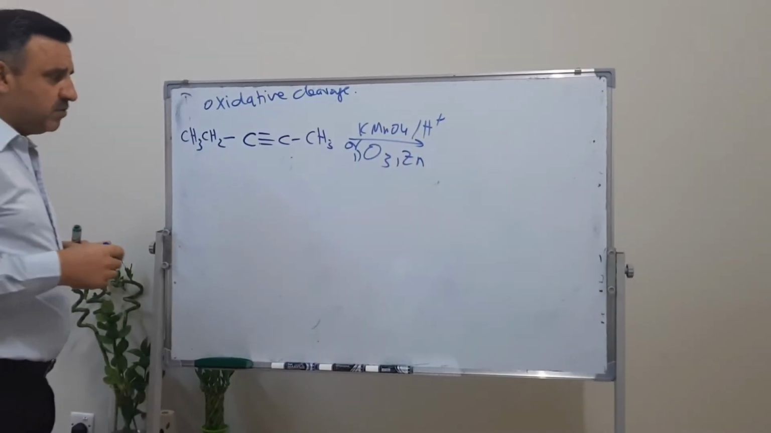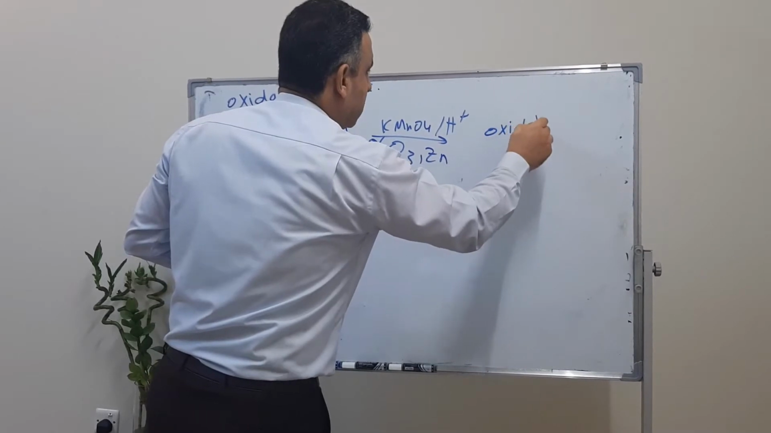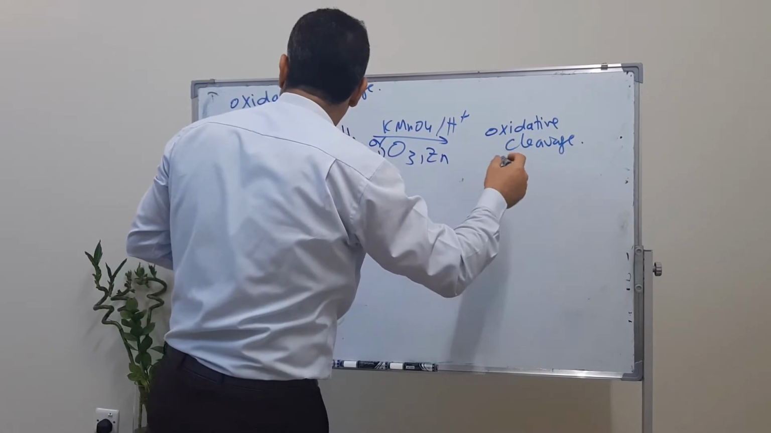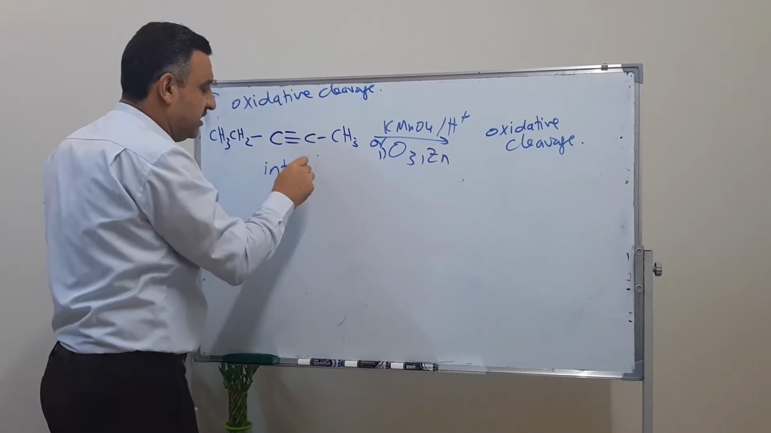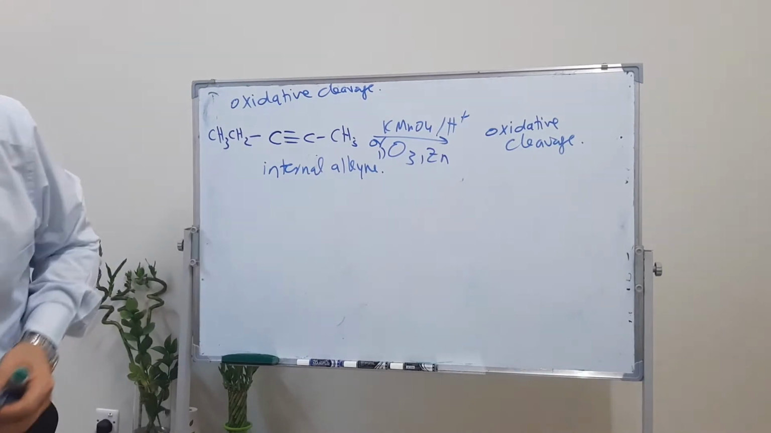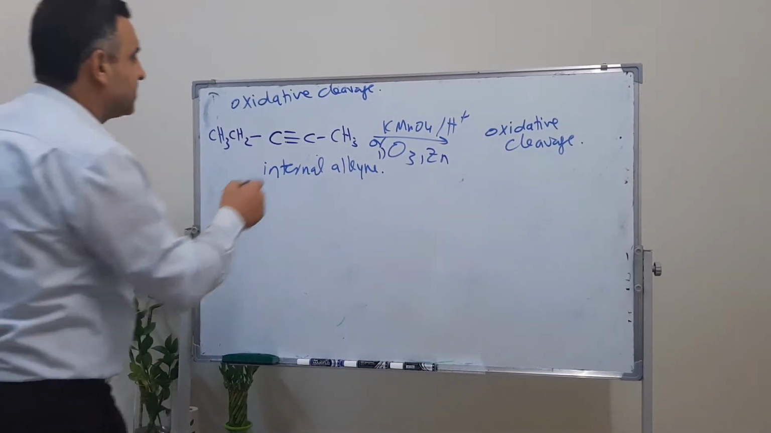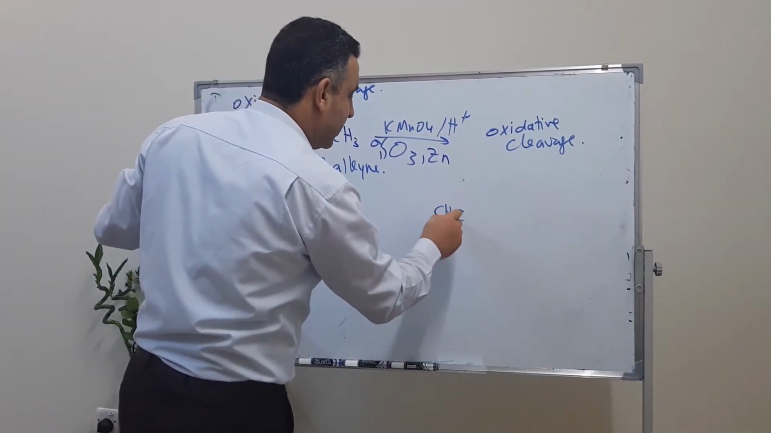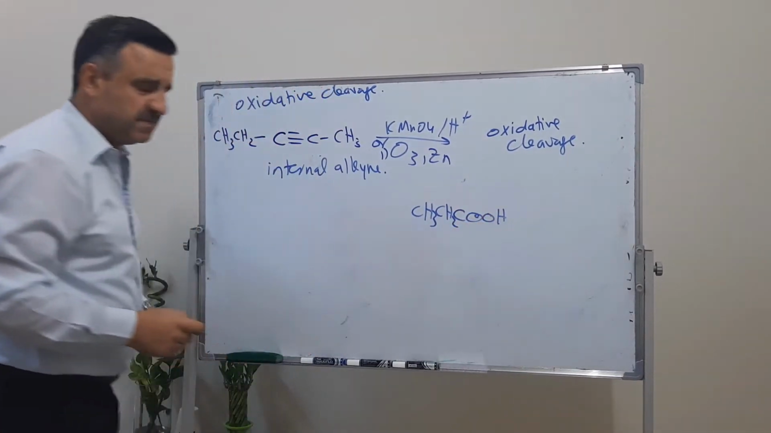What we are going to get is oxidative cleavage all the time. If we use an internal alkyne, what we are going to get all the time is both sides as carboxylic acid. So we are going to get one side here, which is attached to the ethane, COOH. Yes, please.